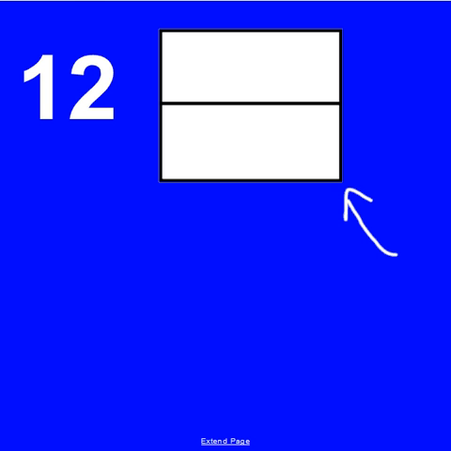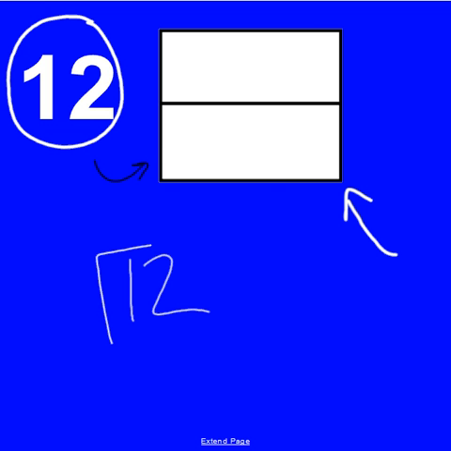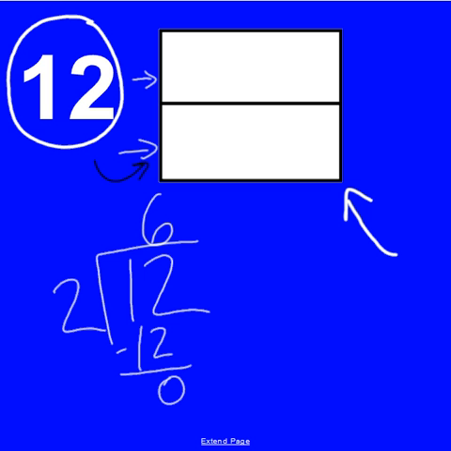Okay, so if I know the whole amount, which is 12, I can then split 12 into 2 equal parts by dividing it up. So if I take 12 and divide it by, how many groups do I have? 2 groups. I can find out that 6 goes in both parts. And I can double check that by adding these together, and 6 plus 6 equals 12. Okay?